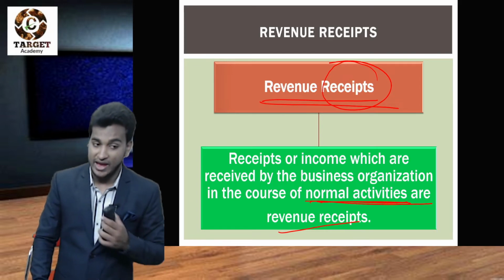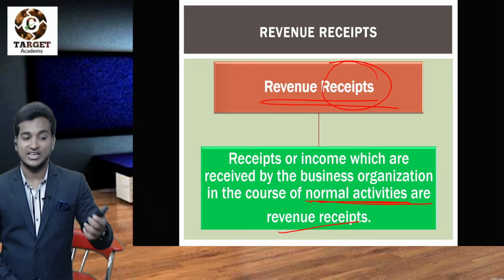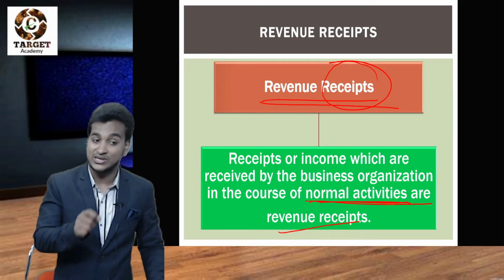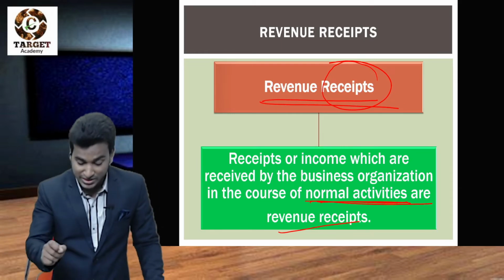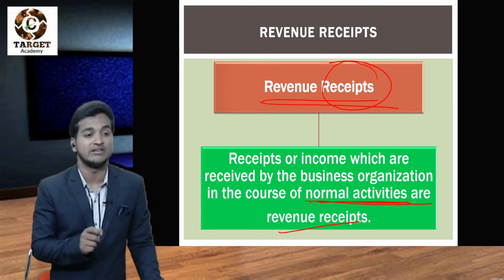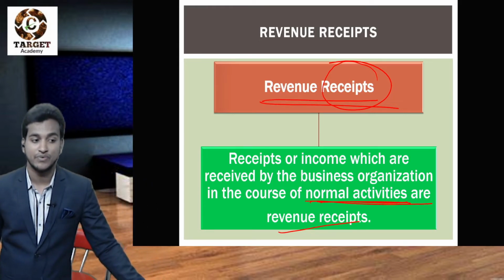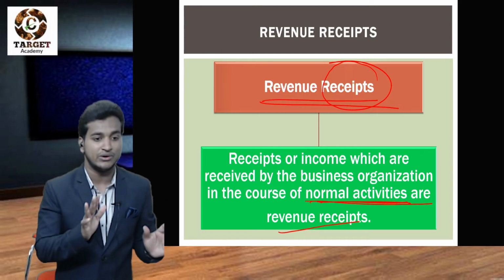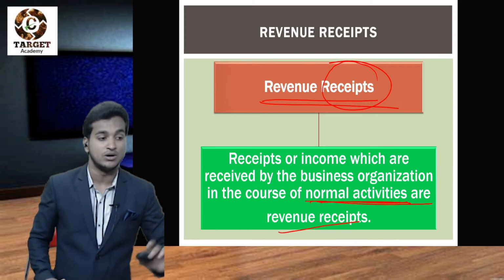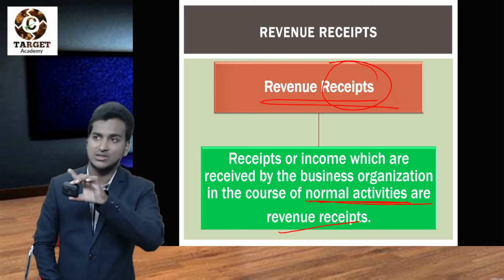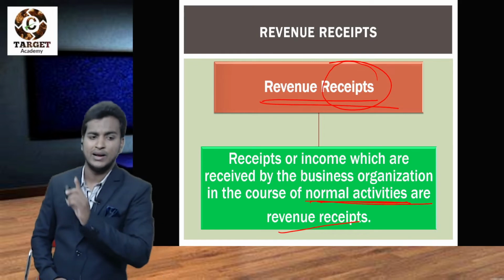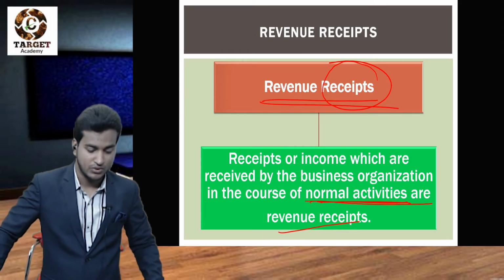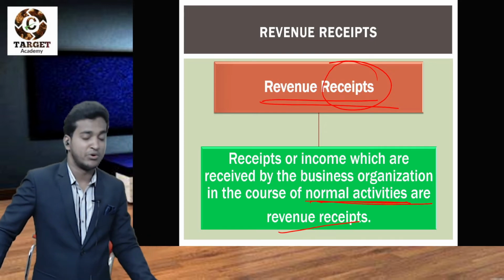If I am selling my good to you, that is my revenue receipt. If I am selling my asset to you, that is my capital receipt, not revenue receipt. Revenue receipt means in the course of normal activity only. My business is purchasing and selling of Bluetooth, not selling of assets daily, I mean, not of buildings. Okay. Let me take one more example.